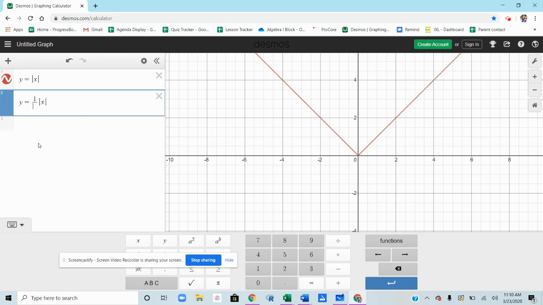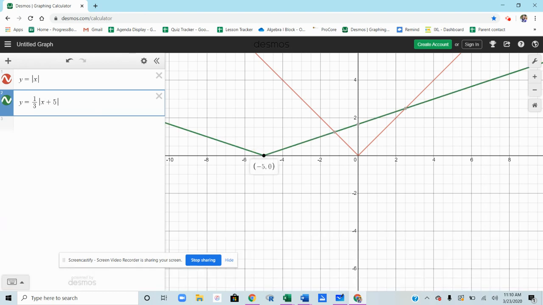If I make that 1/3, and then I think I had x plus 5. Well, the plus 5 moves your graph left 5, and then your slope is 1/3, so up 1 and over 3. Okay? You got 1/3. That A value is just your slope.